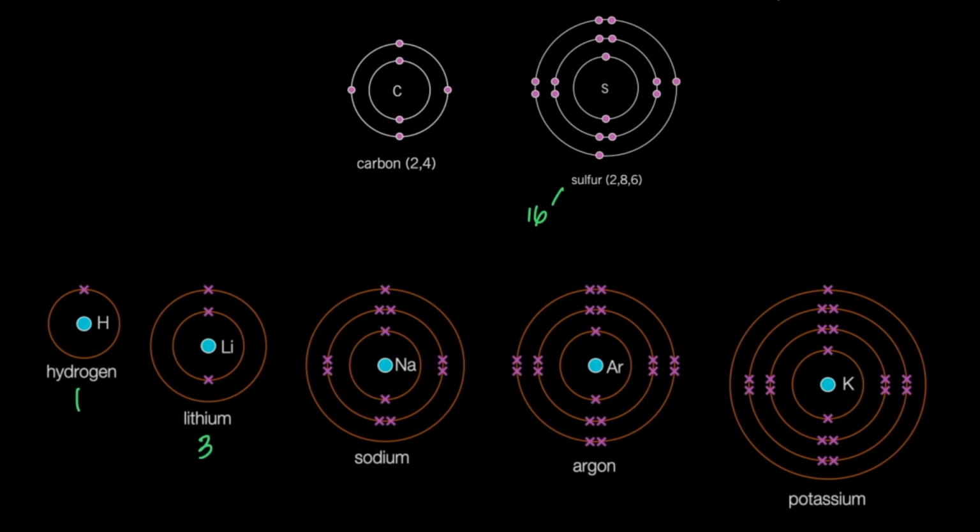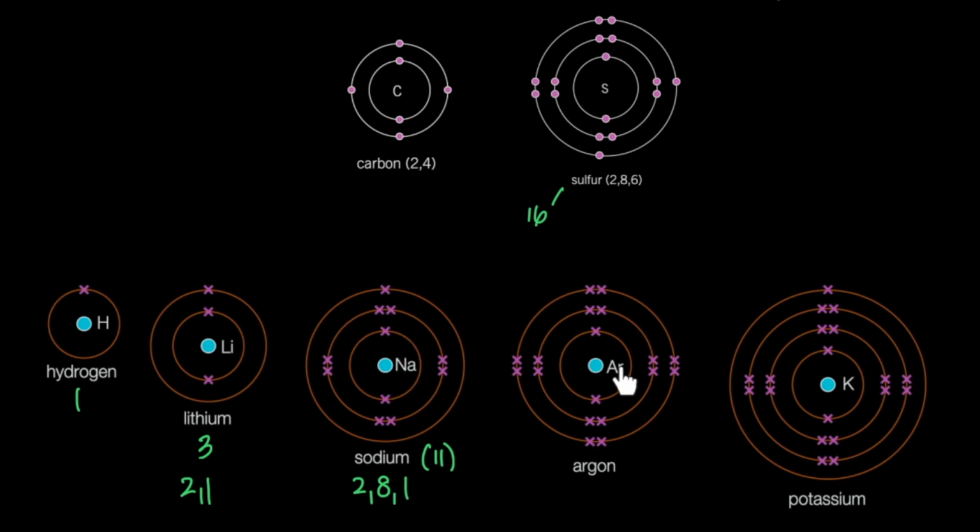Lithium has 3 electrons, so 2 in the inner shell and 1 in the outermost. So it's 2,1. Sodium has 11 electrons. Its proton number is 11, which means it has 2 in the first shell, 8 in the second, and 1 in the third.